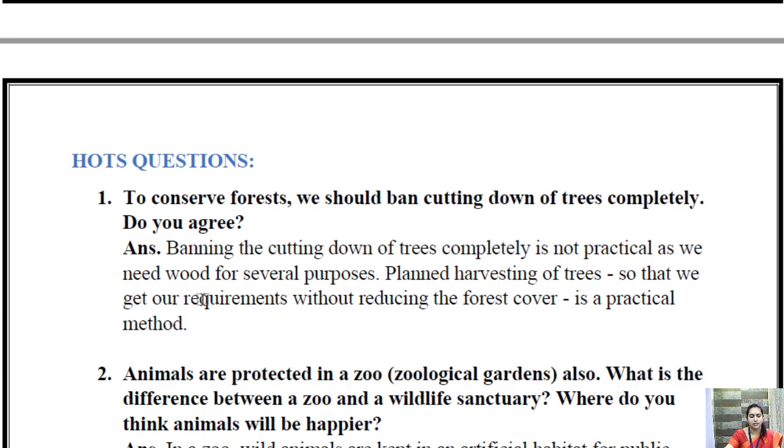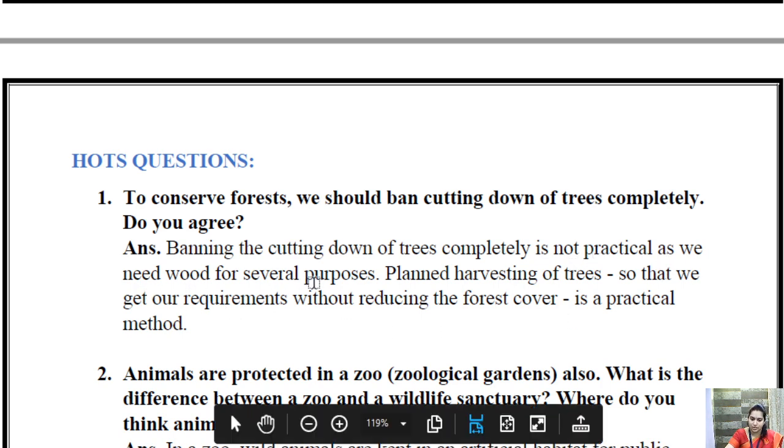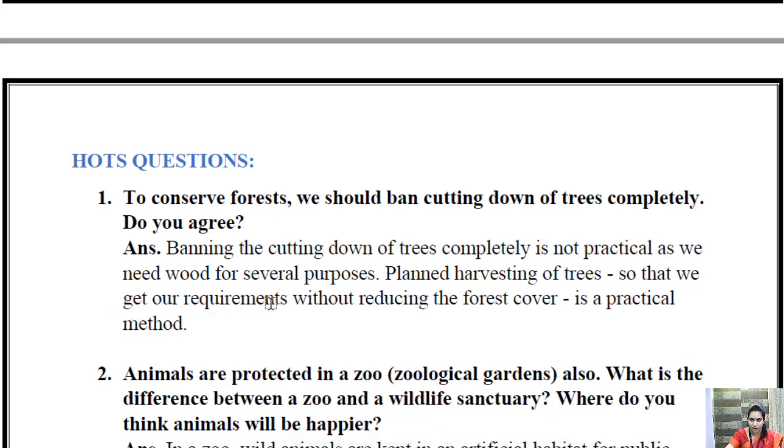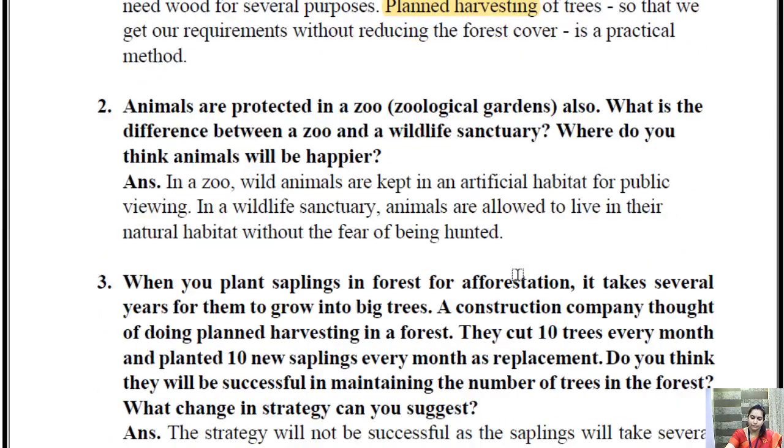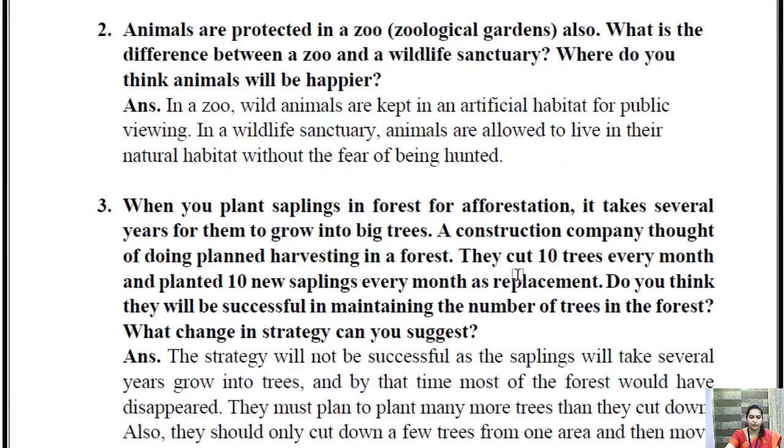Let's see what is written. Banning the cutting down of trees completely is not practical, as we need wood for several purposes. Planned harvesting of trees so that we can get our requirements without reducing the forest cover is a practical method. Alright, so this is the good way that we can perform.